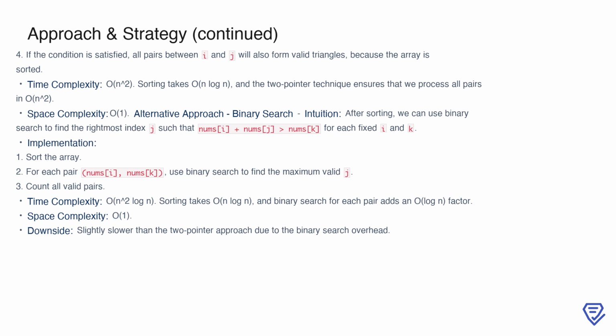Another alternative is to use binary search after sorting. For each pair of indices i and k, we can use binary search to locate the largest valid index j such that the sum of nums[i] and nums[j] is greater than nums[k]. While this approach is also valid, its time complexity is O(n squared log n), due to the additional logarithmic cost of binary search, making it slightly slower than the two-pointer technique. This is why the two-pointer method is generally preferred for its simplicity and speed.